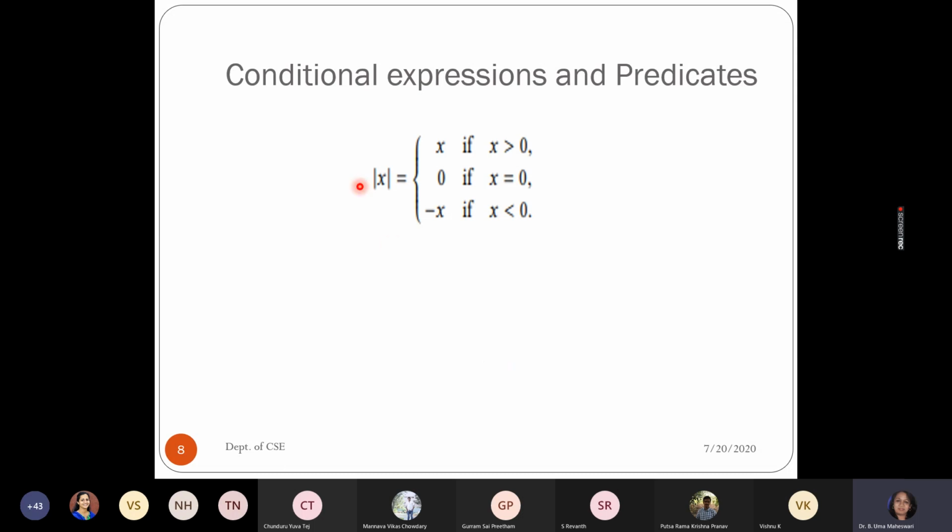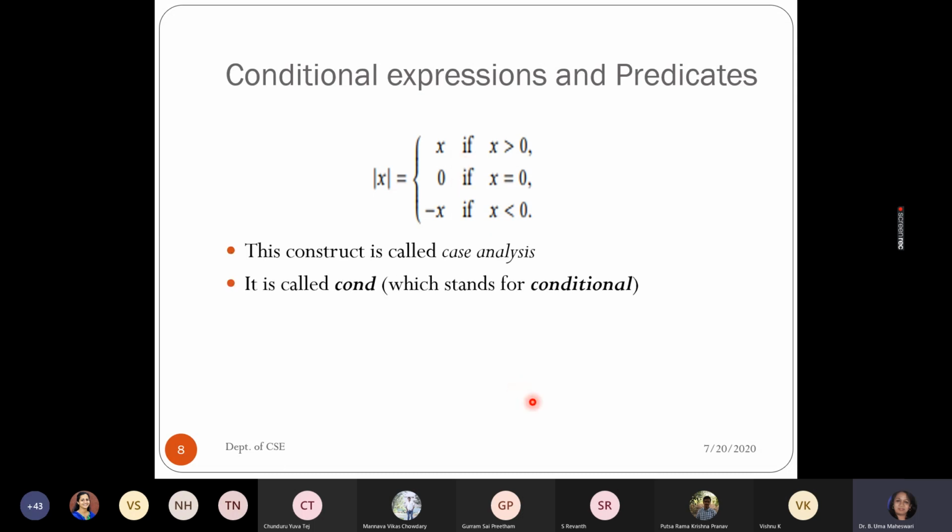Okay, so if you look at how to define the absolute value of x, we can write it like this. The absolute value of x is: if x is greater than 0, it is x. If x is equal to 0, it is 0. If x is less than 0, it is minus x. So this is class 1, class 2 and class 3. This is a case analysis, right? So for doing a case analysis, what is the facility available in Lisp? Lisp must provide something. It provides cond. Cond is the keyword, and we already know define.